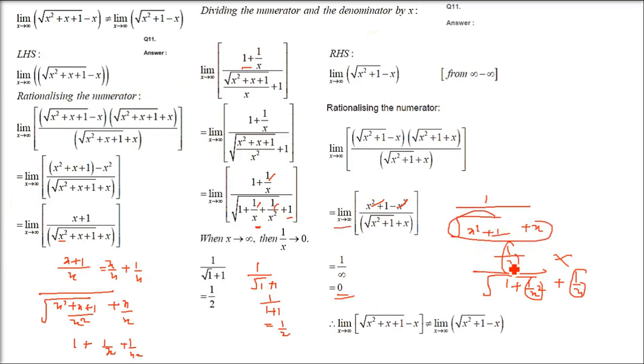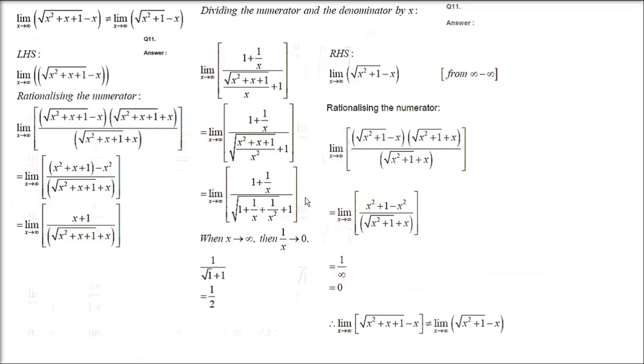So you get 0. The right hand side limit is 0, which is not equal to the left hand side, which is half. The final thing is that we are putting x as infinity, so 1 by infinity is 0. So half and 0 are not equal. That is, the left hand side is not equal to the right hand side.